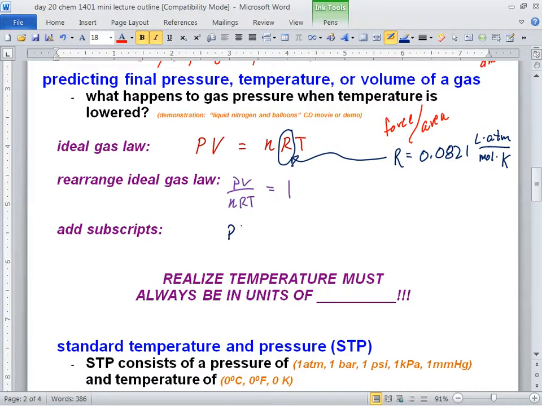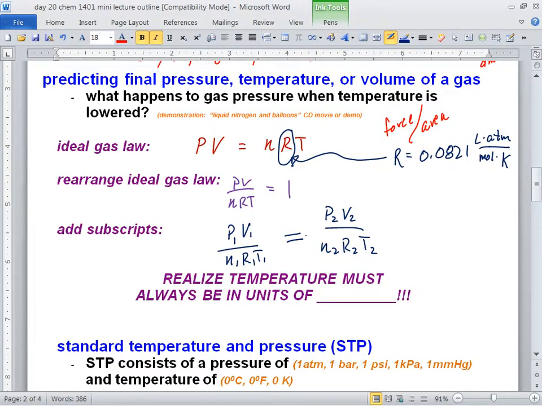Then we add some subscripts to this thing. So if you like 1 for initial, or if you like initial to be little i, just use the subscript that you like. Put them on everything. Okay. And here's all of our initials. Well, if all that equals one, then we could do the same thing for our finals. P2, V2, n2, R2, T2. Right? So they have to equal each other. So you erase that middle part, just write equals.